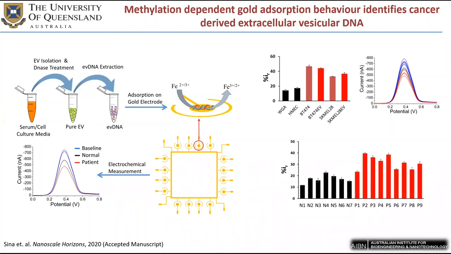So we tested a few patient samples using the same procedure, a few patient serum we tested, and some serum we tested from normal individuals, and we found that our method can actually identify extracellular vesicular DNA, cancer-derived extracellular vesicular DNA in comparison to the normal EV DNA.